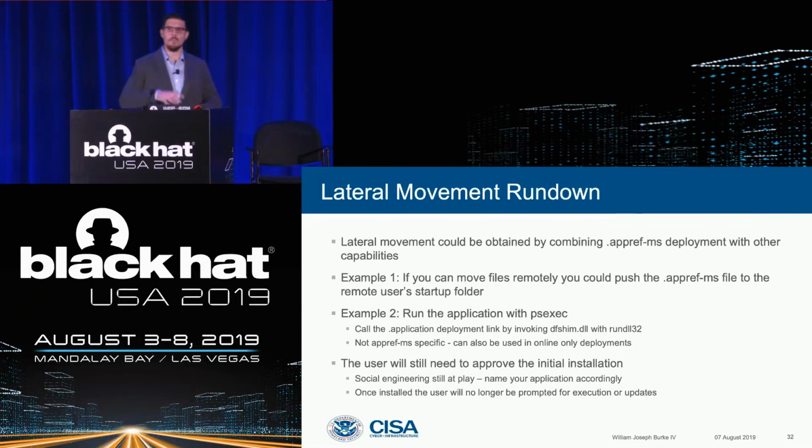Now, once again, whatever your preferred method is, you can try to find a way to work it in there. I just have two very high-level ones here, just as examples to kind of get the gears turning a little bit. But the first one is that as you're moving throughout an environment, if you have the permissions, capabilities, etc., you can laterally push the Appref MS file to a remote startup folder. So the next time that system boots up, it'll fire off the Appref MS and establish C2. And then similarly, you can use psexec to invoke dfshim.dll, which will also run the ClickOnce side of the application and then install things that way. Now, in either of these circumstances and however other methods you choose to employ, the one time will still be at play where the end user has to approve that.